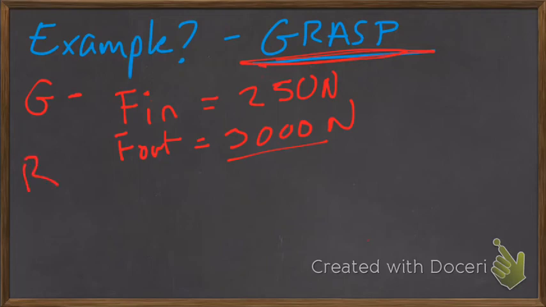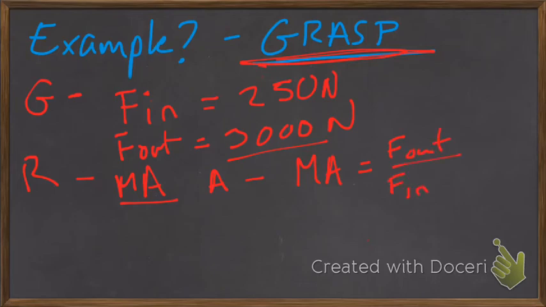Required: we want mechanical advantage. Analysis: well, we have to use our formula, right? MA is equal to F out over F in. Solution: let's do this work.